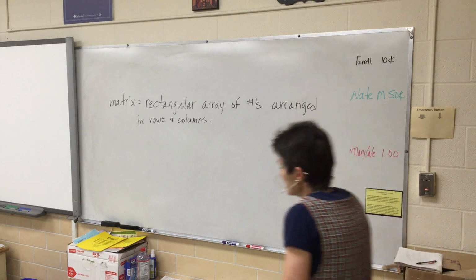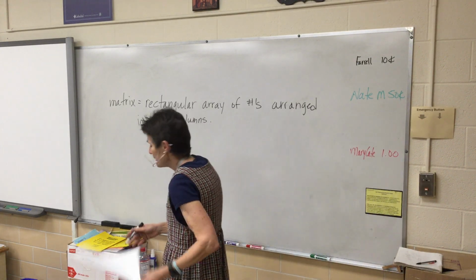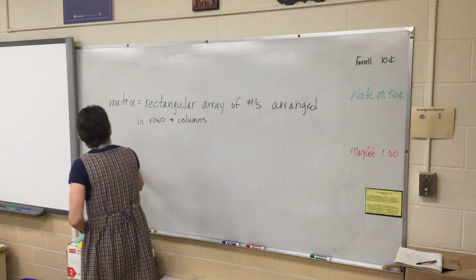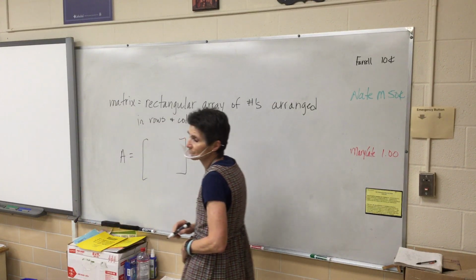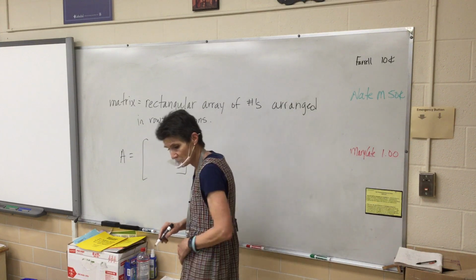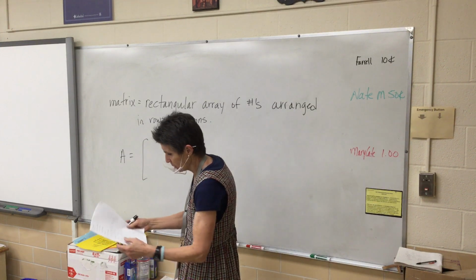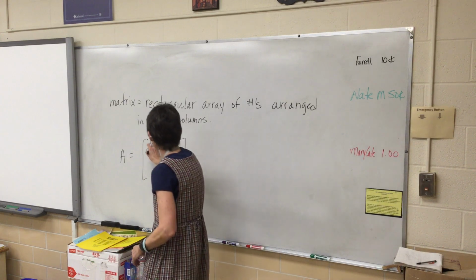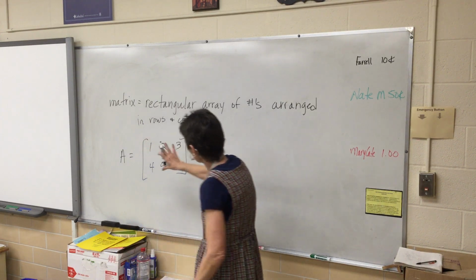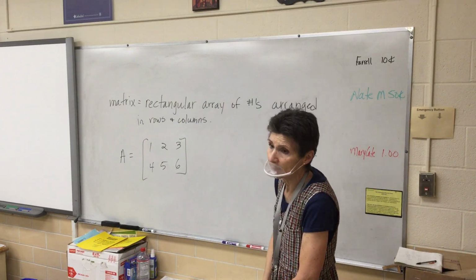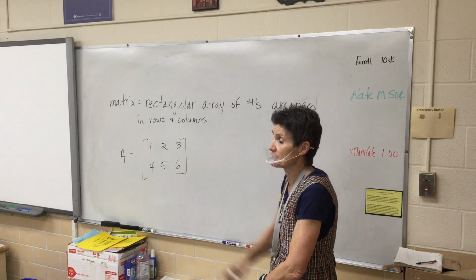Dimensions. All right, so let me draw an example of a matrix. We use capital letters to name matrices. I'm going to make up my own: 1, 2, 3, 4, 5, 6. That's a matrix. It's a rectangular array of numbers with rows and columns.